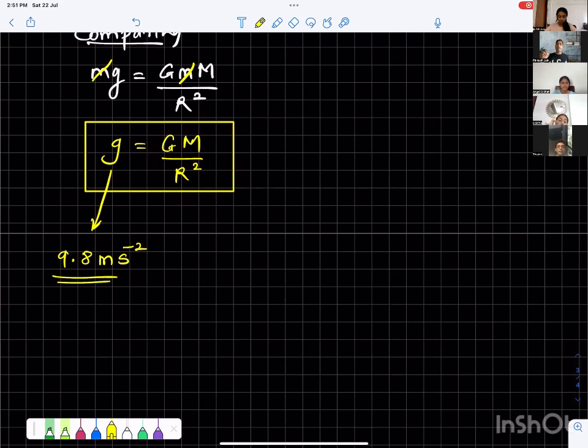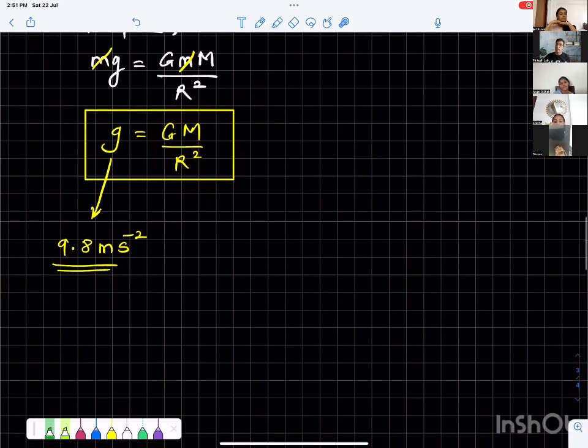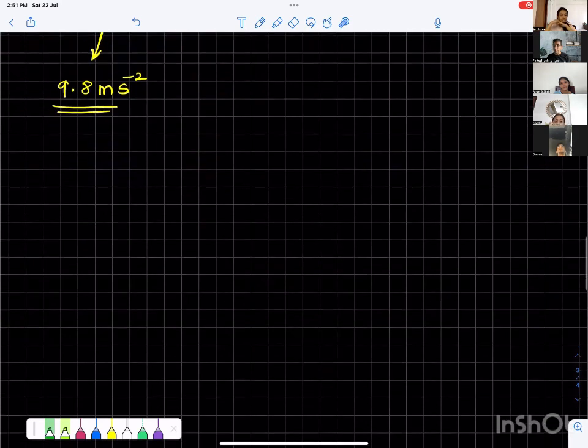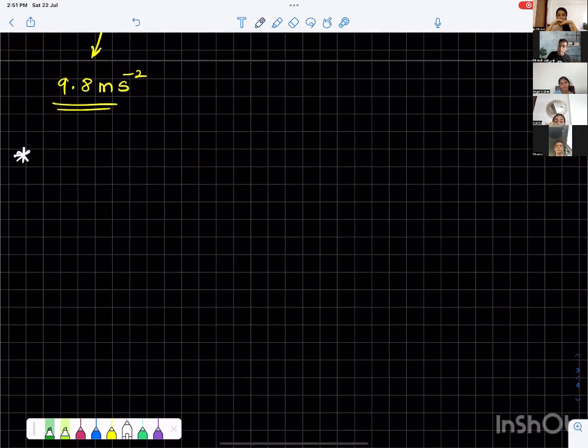This value of gravity is on Earth. What if you have to find the value of gravity on Moon? Then how will you do it? You just put the values of mass of Moon and radius of Moon, substitute, and you get the answer for gravity on Moon. For those who do not know, I'll tell you now that gravity on Moon is 1/6 of the gravity on the Earth, approximately.